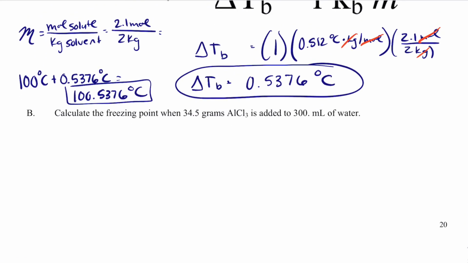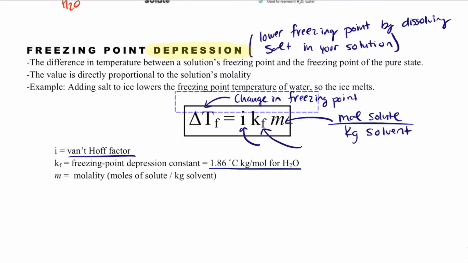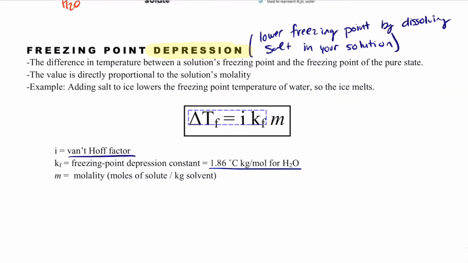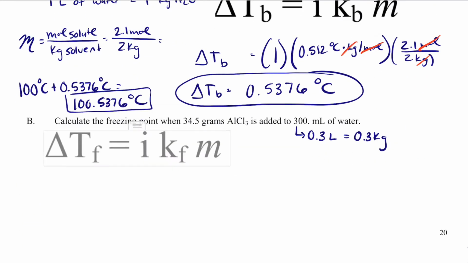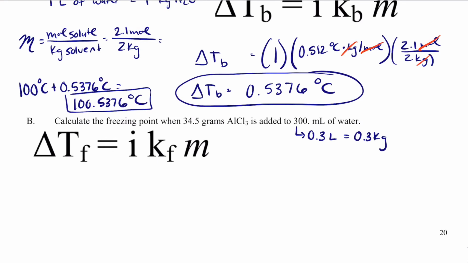Okay, let's look at B. B says calculate the freezing point when 34.5 grams of aluminum chloride is added to 300 milliliters of water. So 300 milliliters of water, that is 0.3 liters, which is 0.3 kilograms. That formula for us is up here, so I'm going to just copy and paste it since we're dealing with freezing point.